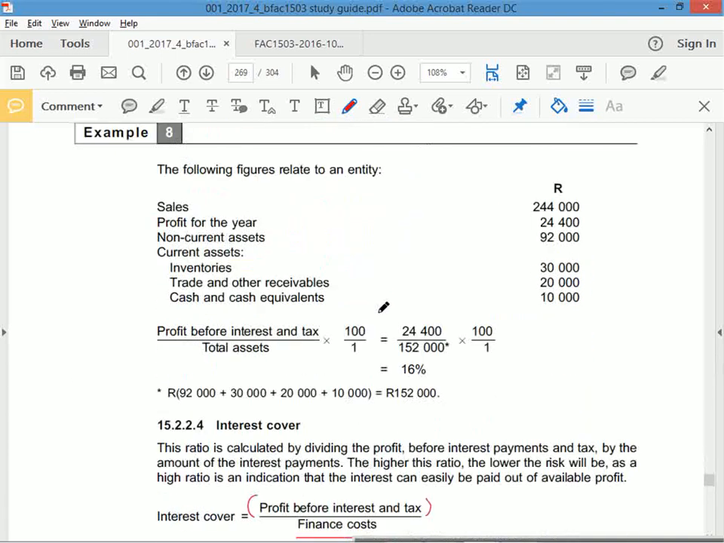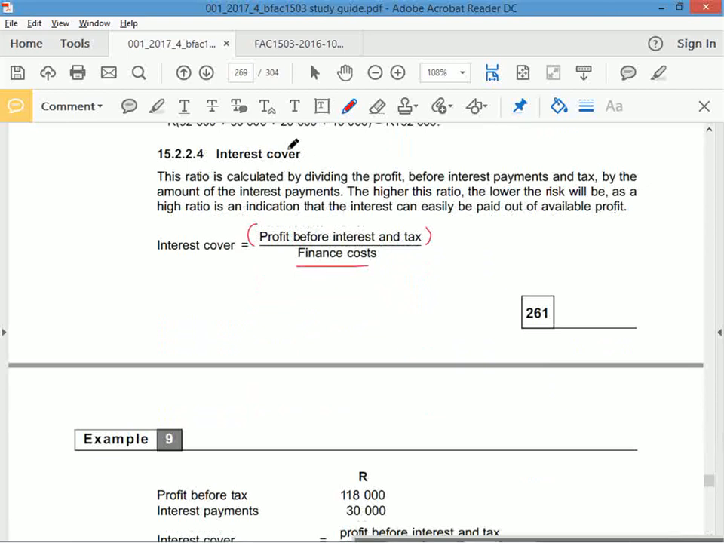Okay, and then we've got interest cover. Interest cover is looking at how much I have covered my interest in terms of financing costs. Because remember, if I have to pay my interest, that's a liability. So this is looking at profit. How much profit do I have compared to my financing costs? Again, the more I've covered my interest, the better. So the bigger the answer, the better in terms of covering interest.